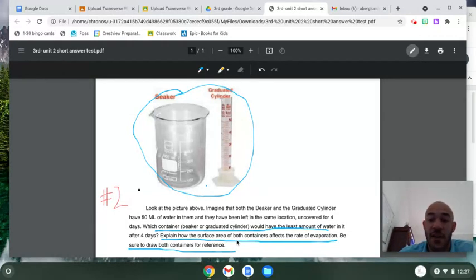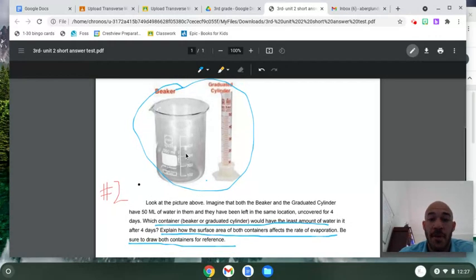How does the surface area of both containers affect how much water evaporates from each container? Then I want you to draw both the beaker and the graduated cylinder to help you explain and use as a reference tool to help you explain and support your answer.